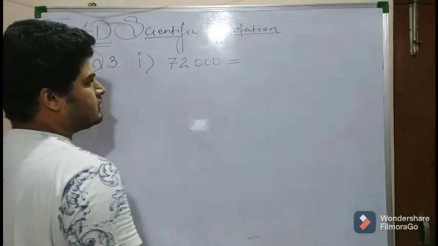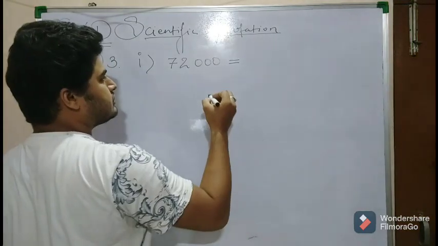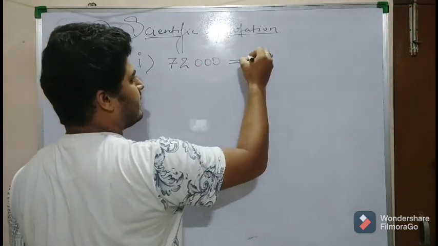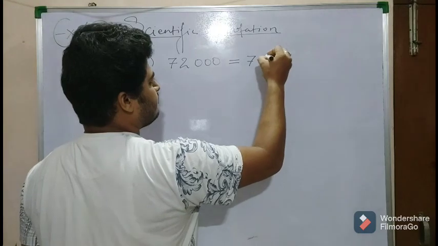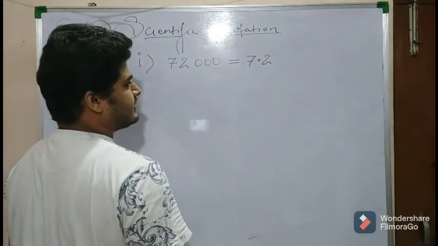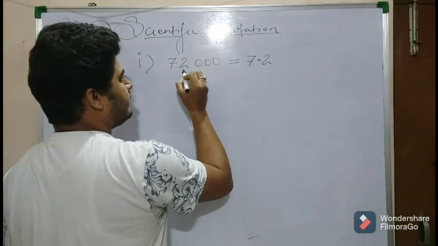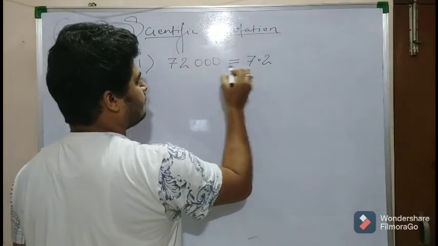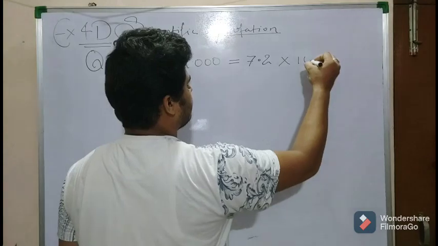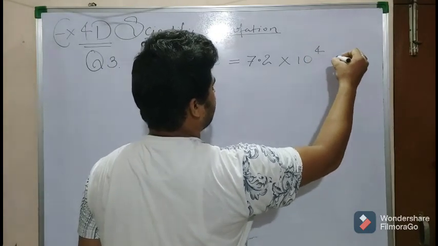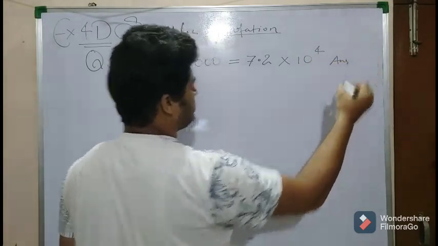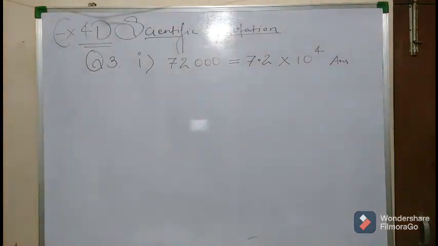So you know the rule. The first number should be between 1 and 10. So between 1 and 10, this 72 can be made as what? 7.2. And if the point is here, we count after the point: 1, 2, 3, 4. So multiplied by 10 raised to the power 4. So it's converted into scientific notation.